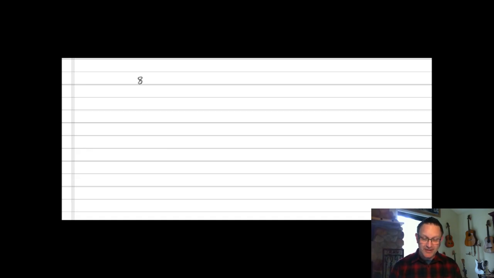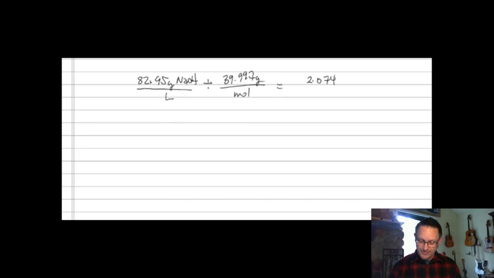So for the caustic, this one's correct. 82.95 grams per liter as NaOH, divided by 39.997 grams per mole, that's your molecular weight. And that gives you 2.074 moles per liter of NaOH. Sorry for that mistake. Just caught it.